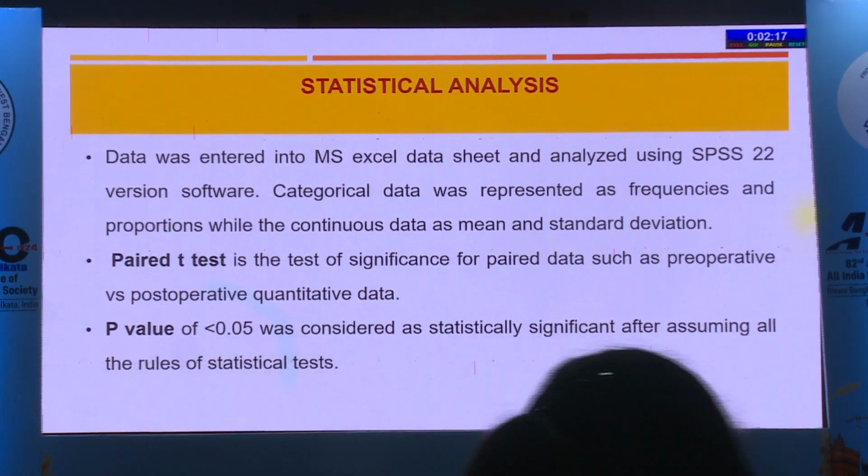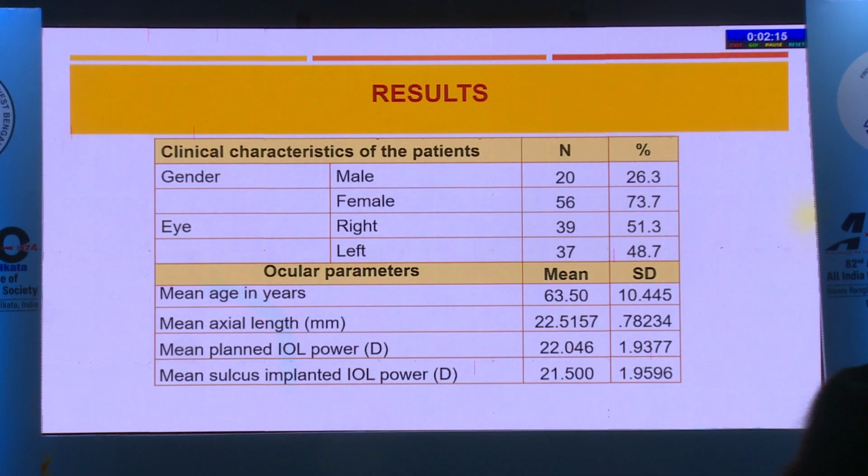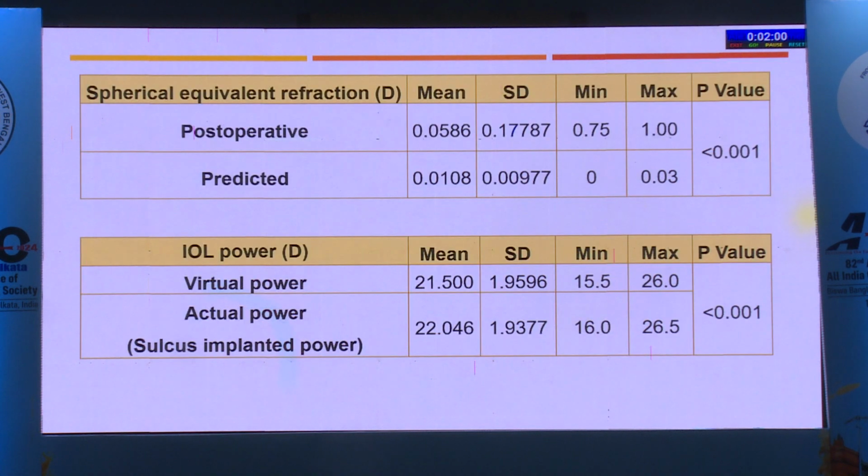The results were: there were 20 males and 56 females. Mean age in years was 63.50. Mean axial length was 22.51. Mean planned IOL power was 22.04, and mean sulcus implanted IOL power was 21.50. The pre-predicted spherical equivalent refraction mean was found to be 0.0108. Postoperative spherical equivalent refraction mean was 0.0586, and the p-value was found to be less than 0.001, which was statistically significant.